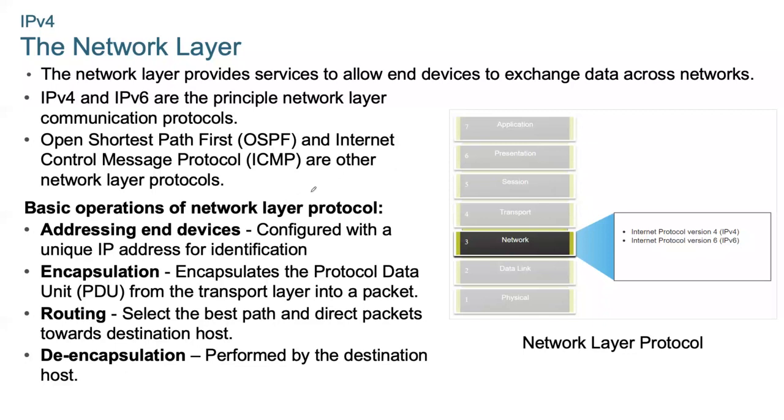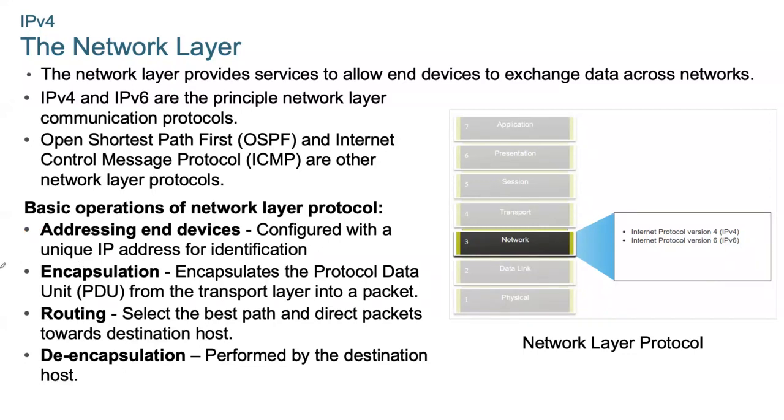So what are the basic operations of the network layer? To identify any device in the network, the device should have a unique name. That unique name is identified with a unique address in the network. That address is provided by your network layer, which we call the IP address. So the first operation of the network layer protocol is addressing the end devices, configuring them with unique IP addresses.